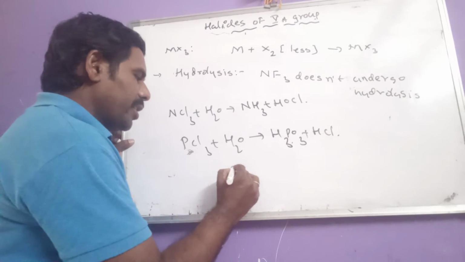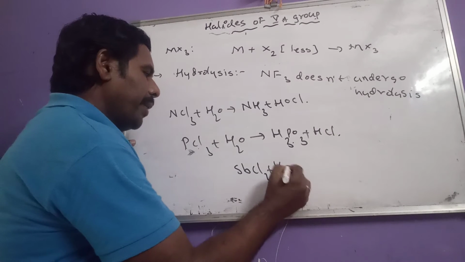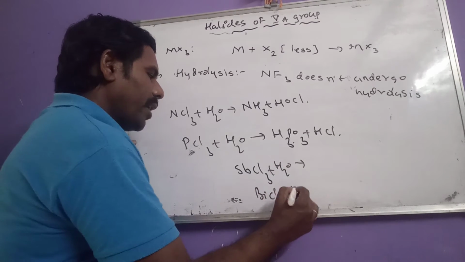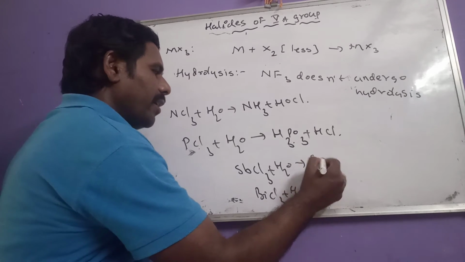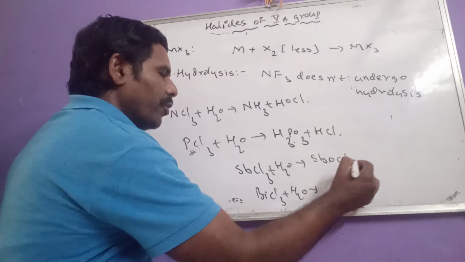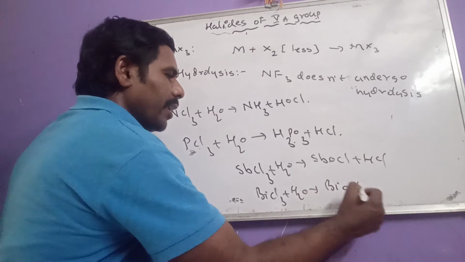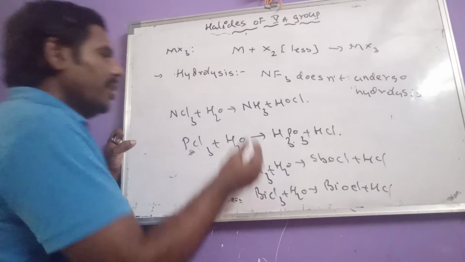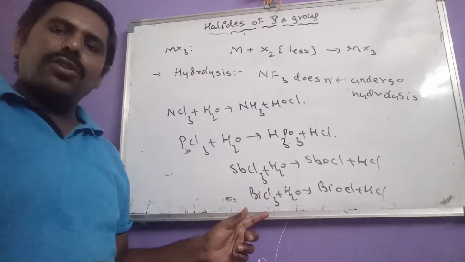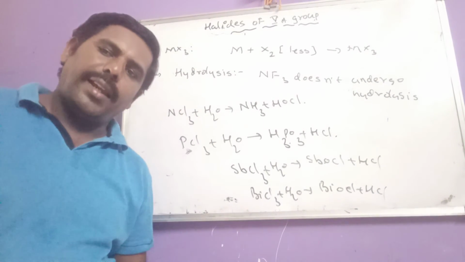And another special thing here: SbCl3 and BiCl3 hydrolysis. These two trihalides on hydrolysis produce SbOCl plus HCl, and BiOCl and HCl. So these are some important things we have to remember regarding hydrolysis of trihalides.